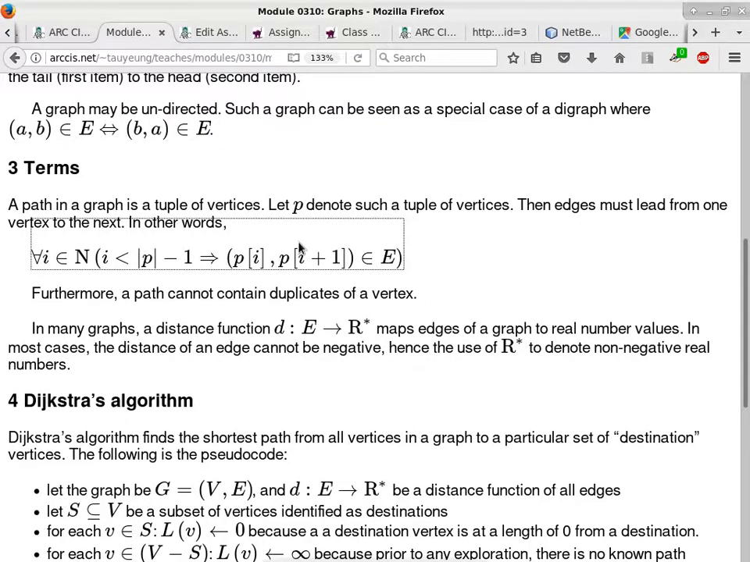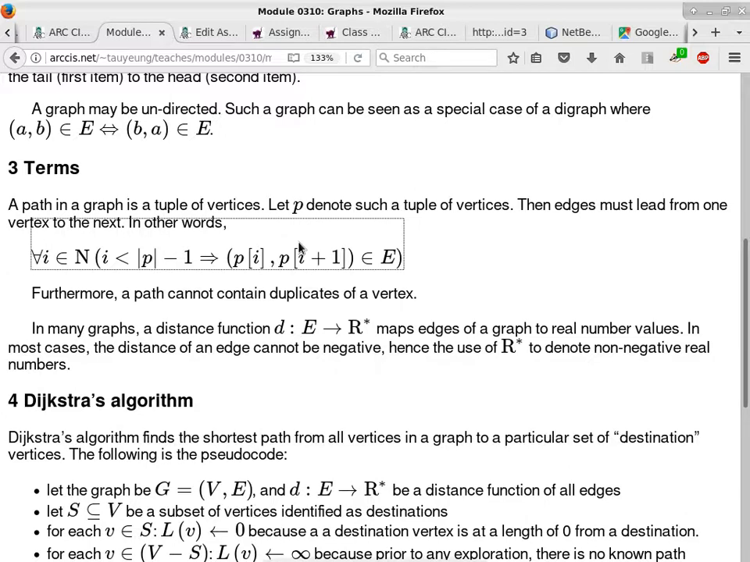Is that okay or not? I really should be a little bit more clear. A path in a graph, where the graph is G equals (V, E). So this way it is much more clear that E is referring to the edges of that particular graph. Are we doing okay or not?